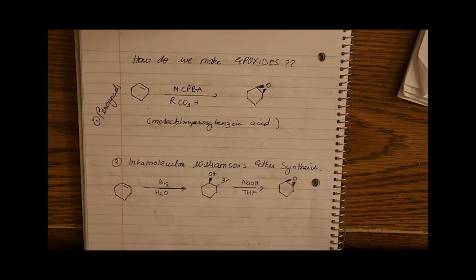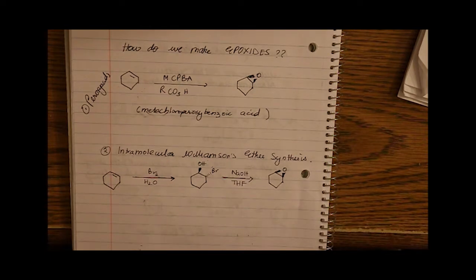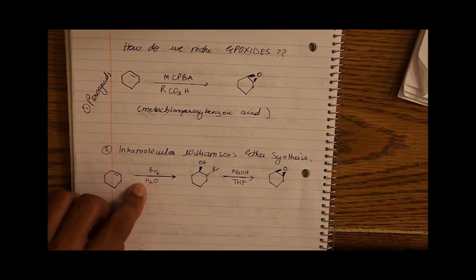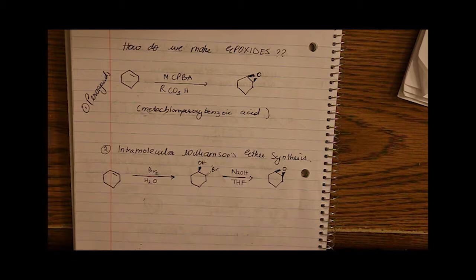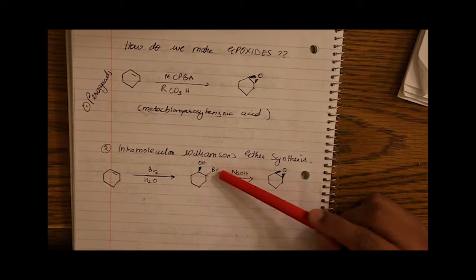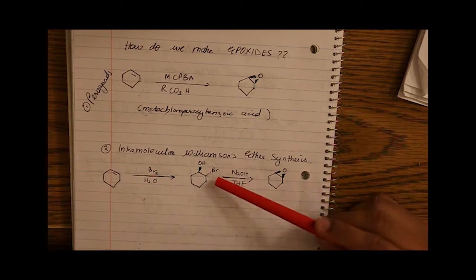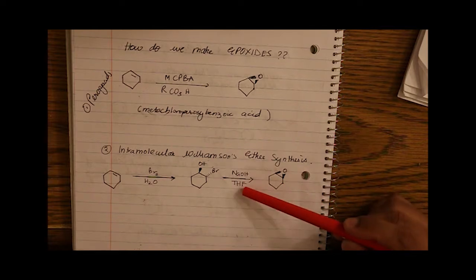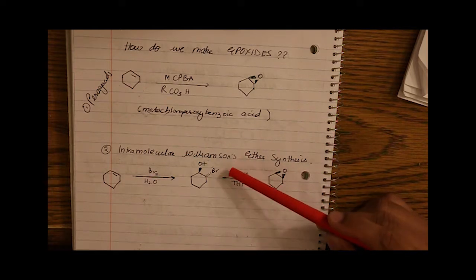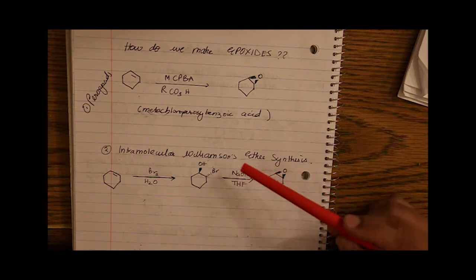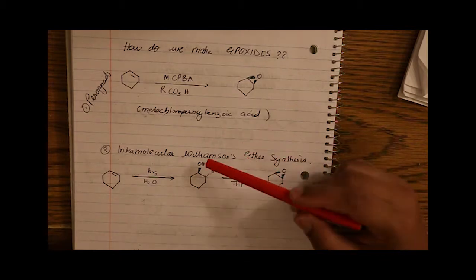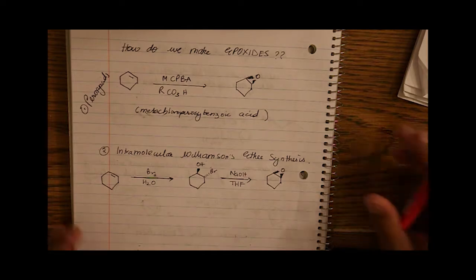Next way to make epoxide is through intramolecular Williamson ether synthesis. So again, cycloalkene plus Br2 in the presence of H2O, and we get a halohydrin intermediate with an OH and a Br. The Br is then a leaving group in the next reaction with the presence of NaOH and THF. I think this forms NaBr, and then the oxygen closes the ring, and you get this epoxide. That's what I think.